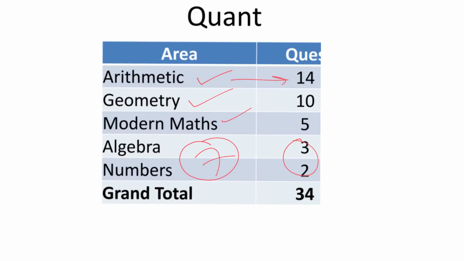Number 7. Number 8 is arithmetic, 14 questions. This is a surprise to me as well. Okay, I've seen the weightage going up in arithmetic, fine, but not up to the 14. So if you get a paper like this in the exam, we can expect up to 14 questions of arithmetic. Okay, point number 8.